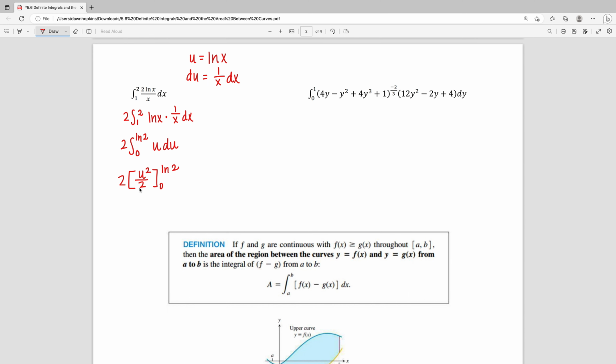Now, before I get started, the 2 in the denominator down here, I can cancel with this 2 in front. So I'm just looking at u squared. We're going to evaluate it from 0 to the natural log of 2. Plugging in the natural log of 2, I get ln of 2 squared, then minus 0 squared, though of course 0 squared is 0. So what are we left with? ln of 2 squared.